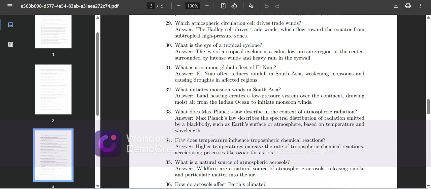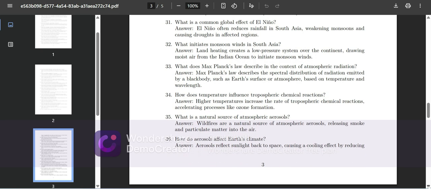What is a common global effect of El Nino? El Nino often reduces rainfall in South Asia, weakening monsoons and causing droughts in affected regions.